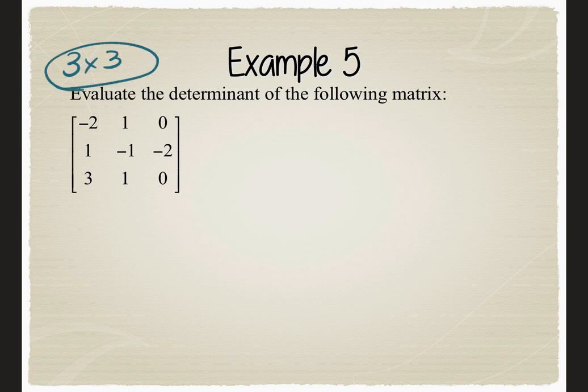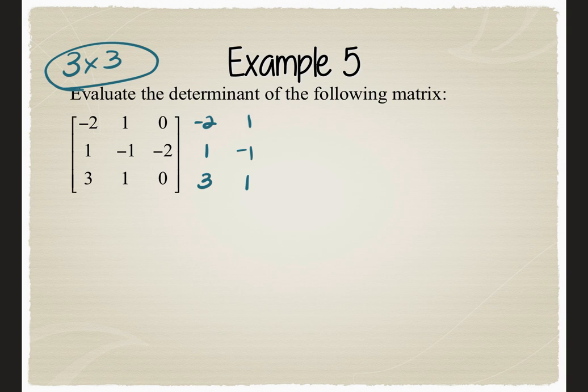The first thing we're going to do is duplicate column 1 and column 2. So we rewrite column 1 and column 2 to the right. So negative 2, 1, 3, and 1, negative 1, 1. Obviously, you have to do that carefully because if you rewrite it wrong, the whole thing's wrong from here on out. So be careful there.